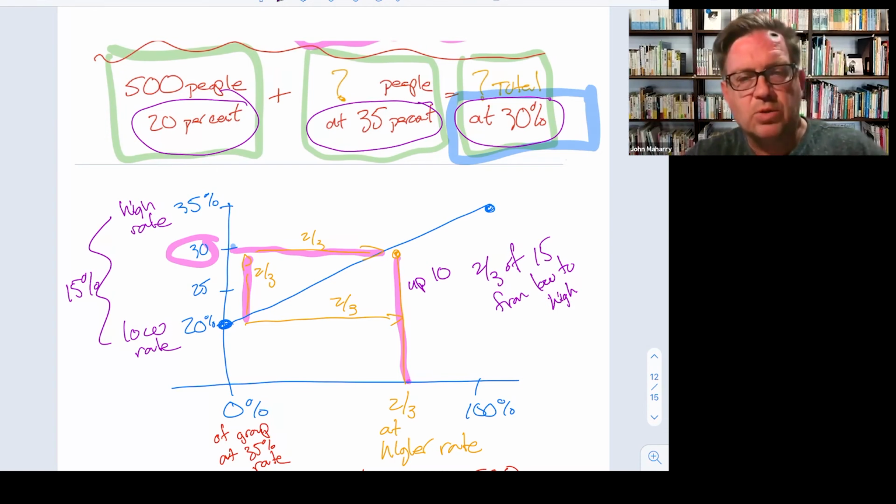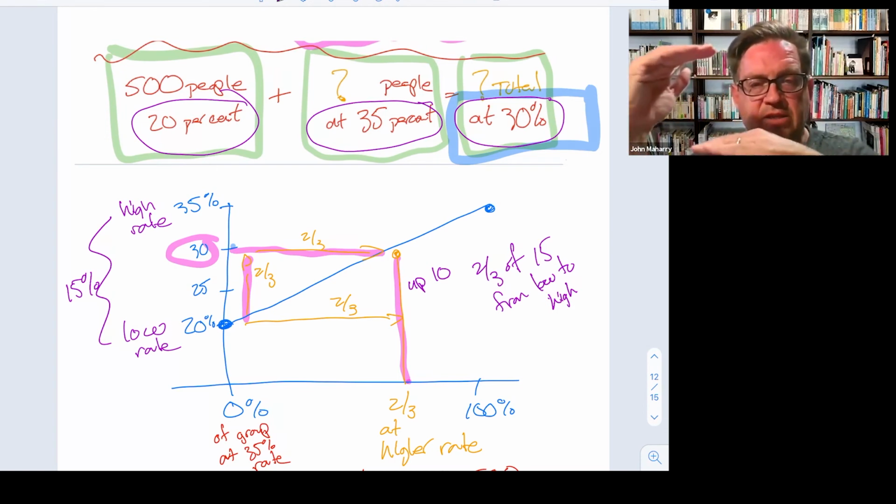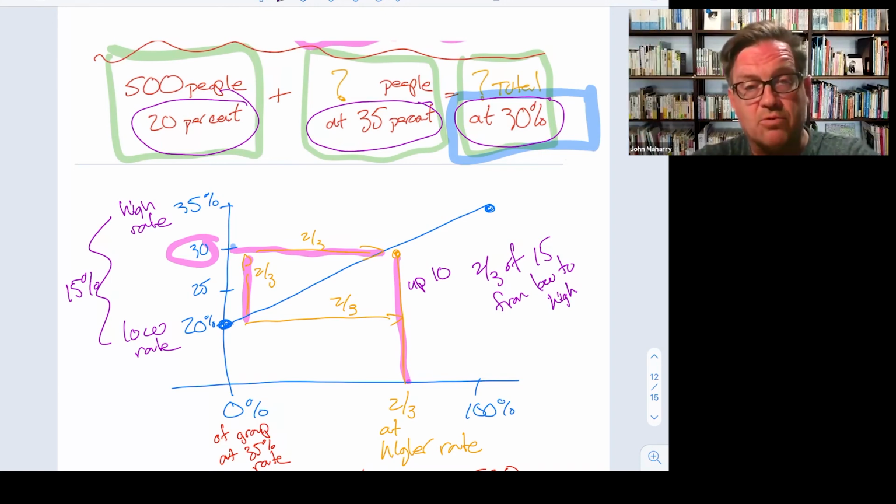So if you can visualize that, in this case, we've got a 15 percentage point difference between the low and the high. And if we've mixed it and gone from 20 up to 30, which is 2/3 of the way to the high, then that means 2/3 of the people are in the high group. If you can see that, so if the fractions and the proportions work out nicely, that works. In a lot of cases this doesn't work because the fractions don't work out nicely, but it's a nice intuition.